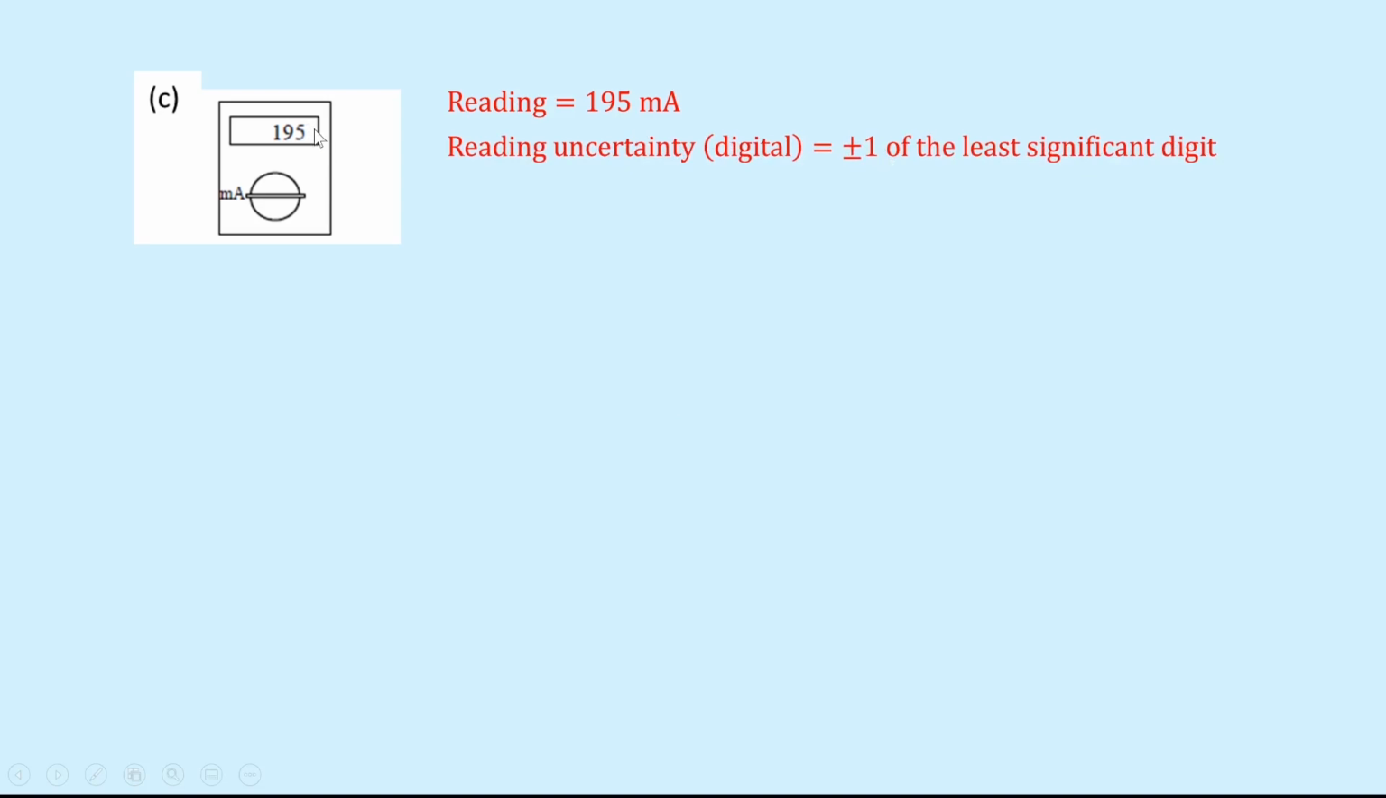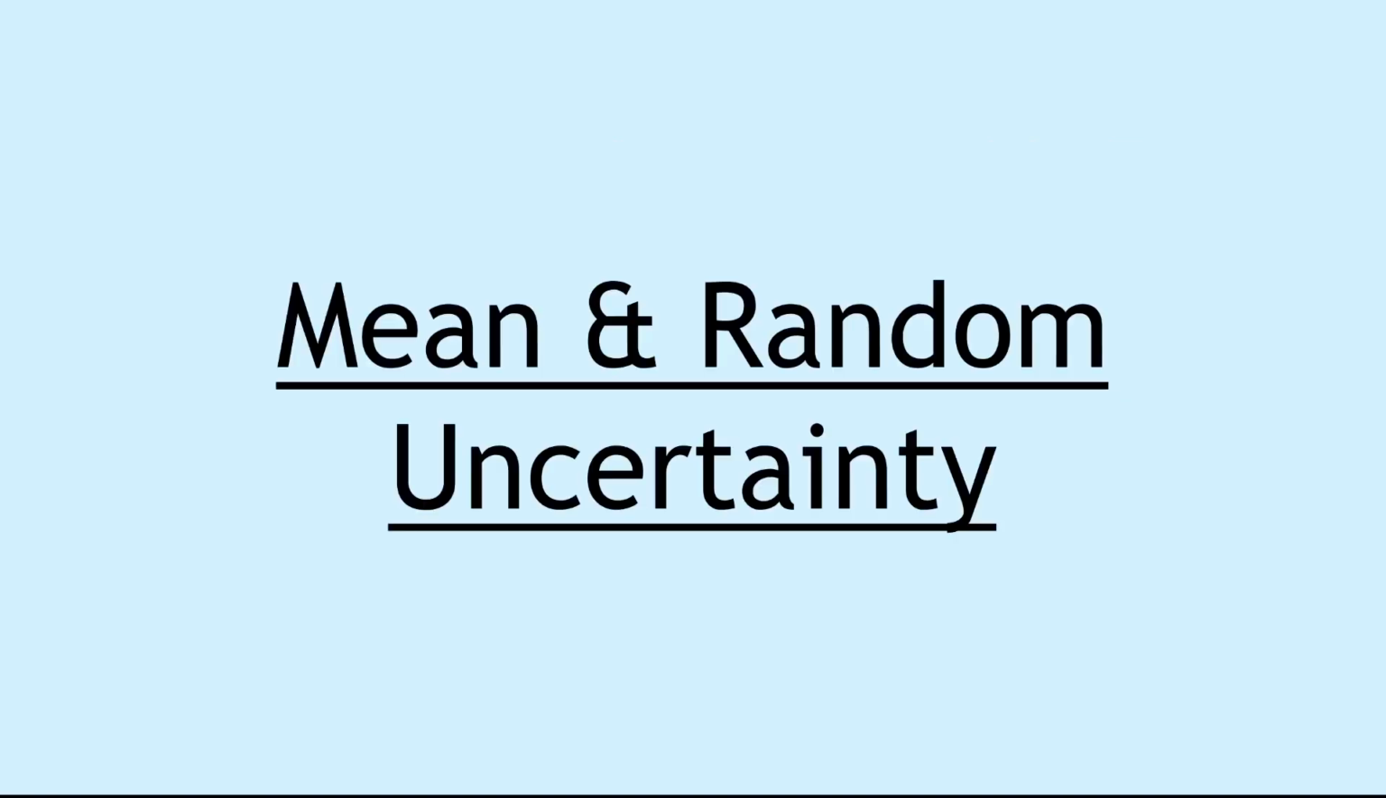The least significant digit would be this number, taking a 1 here, so it's just going to be a 1. So it's plus or minus 1 milliamp, and writing this in absolute form, we have 195 plus or minus 1 milliamp. Moving on to mean and random uncertainty now, we're going to look at 3 examples of this.